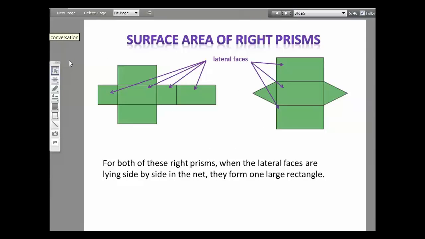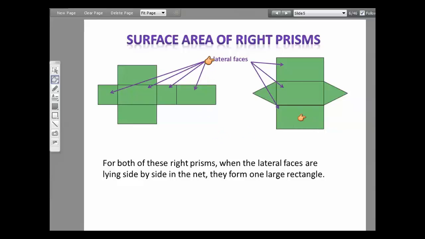Okay, if we look here, we've got the surface area of right prisms. What I did was take these right prisms. I've got a rectangular prism, which I've laid out as a net. And this is a triangular prism that I've laid out as a net.